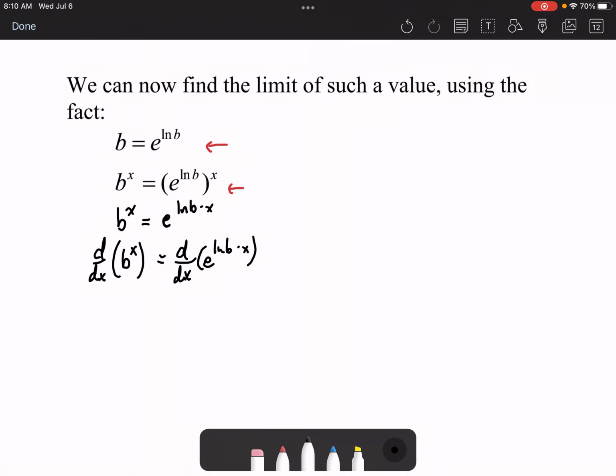Well, we just found on the previous page that the derivative of b to the x is b to the x times the limit as h approaches 0 of b to the h minus 1 all over h. On our first page, we found the derivative of any exponential function that's based on a natural exponential function. Well, that's just e to the ln of b times x times the derivative of the exponent. Well, the derivative of the exponent is just going to be ln of b.